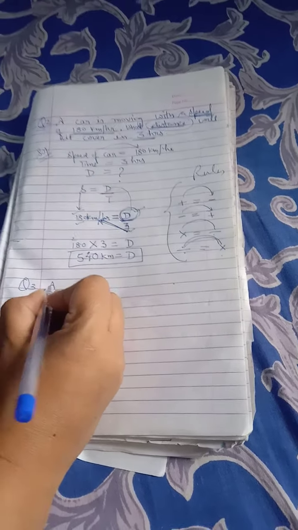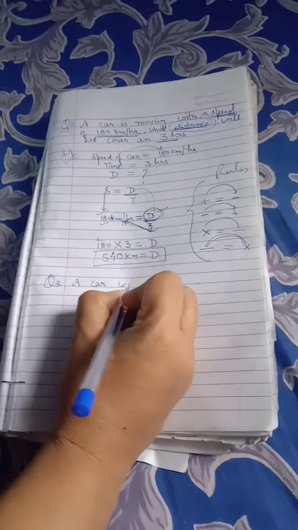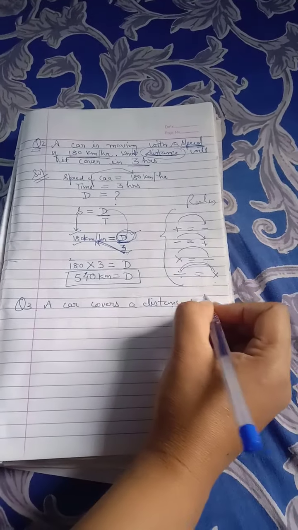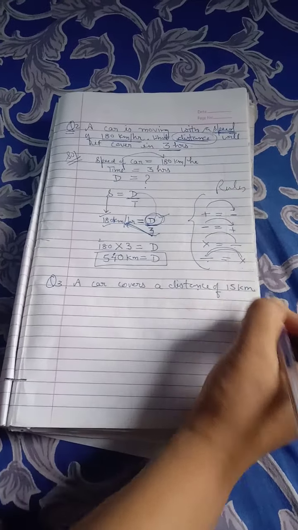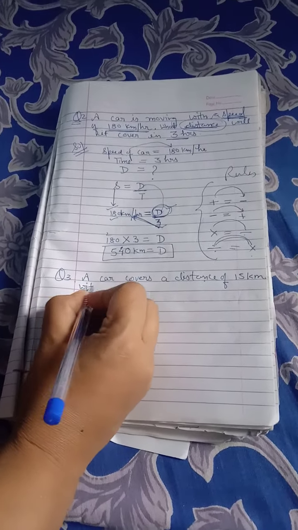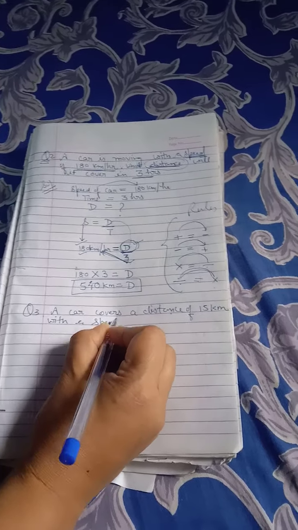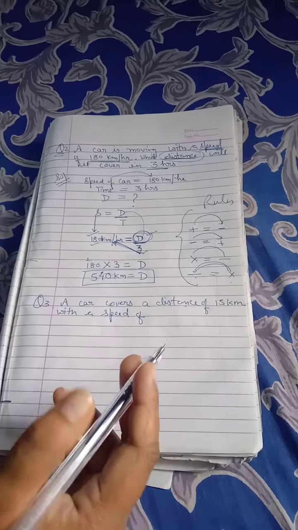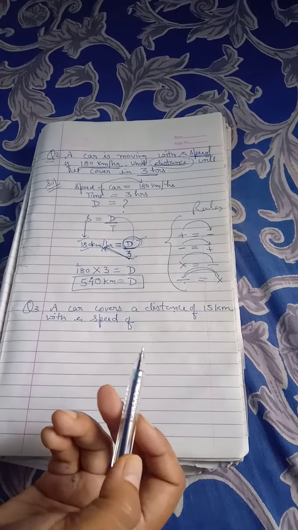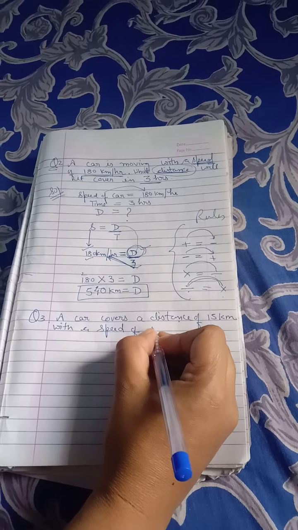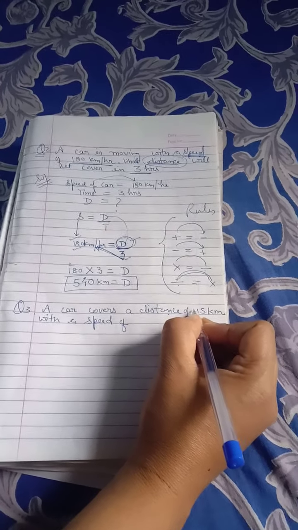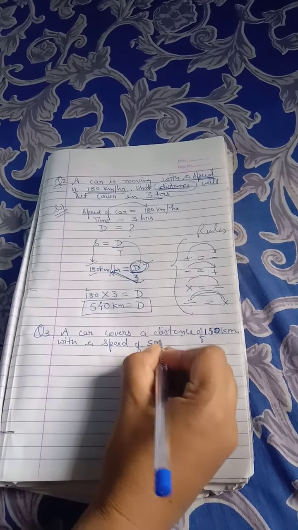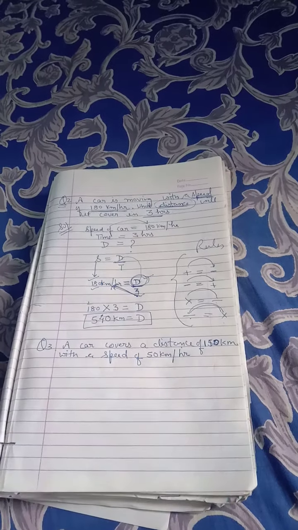Let's say a car covers a distance of 15 kilometer, right, with a speed of, let's say, okay, make it 150 kilometer at a speed of 50 kilometer per hour, right?